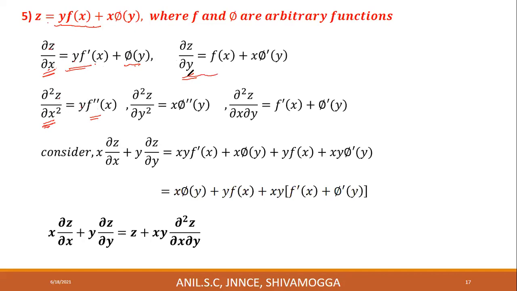Next, differentiate this equation partially with respect to y, treating x as constant. That means f of x is constant, its derivative will be 0. And in this product, x is constant, keep it as this. Derivative of phi dash of y partially with respect to y is phi double dash of y. We can find one more partial derivative.